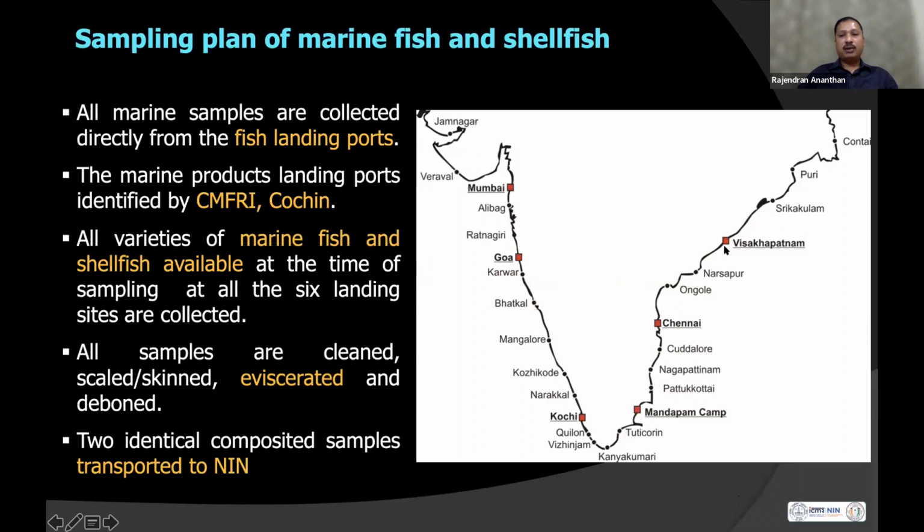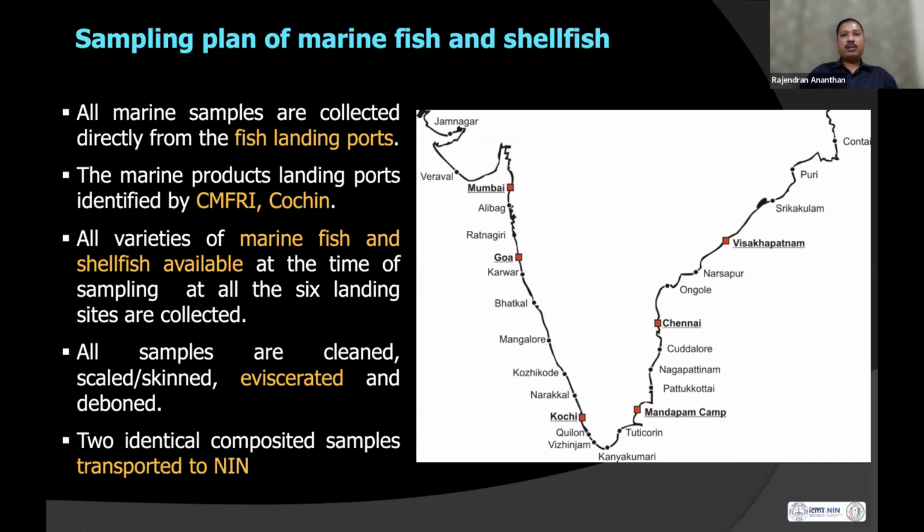6 major fish landing or fishing centers. On the western side it's Mumbai, Goa, and Kochi, and on the eastern side it's Visakhapatnam, Chennai, and Mandapam Camp. We went directly to the harbors where the major fishing centers were.